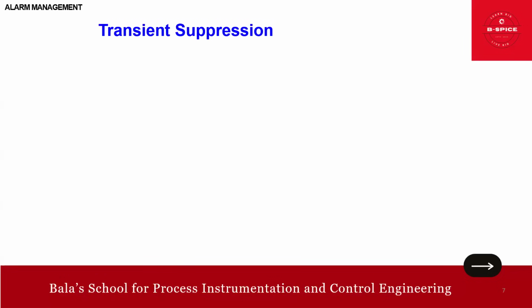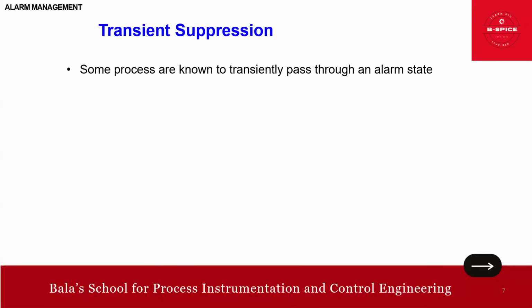Now we go into transient suppression. You would have heard this, right? For example, friends, some processes are known to transiently pass through an alarm state, isn't it? So, for example, during startup, the current drawn by an electric motor may transiently reach levels well above the steady state high current limit, isn't it?